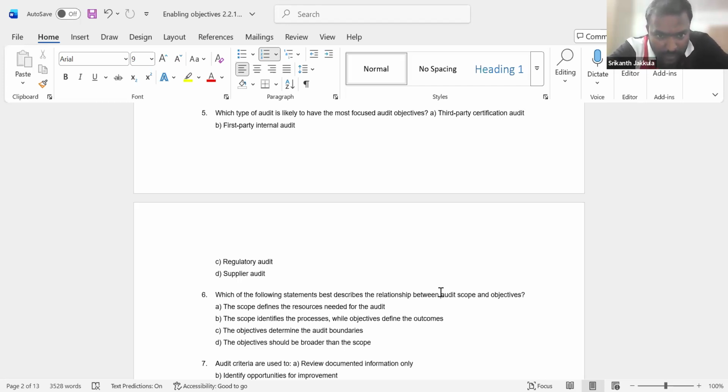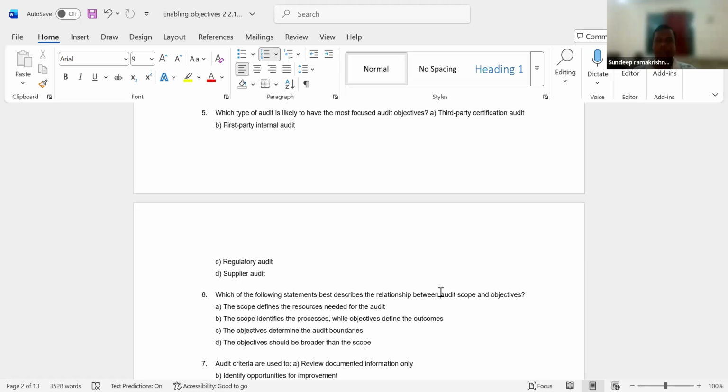So it's asking whether the scope identifies the processes while objectives define the outcomes. The objectives determine the audit boundaries. The objective should be broader. B, sir. Yes, B is a good answer.